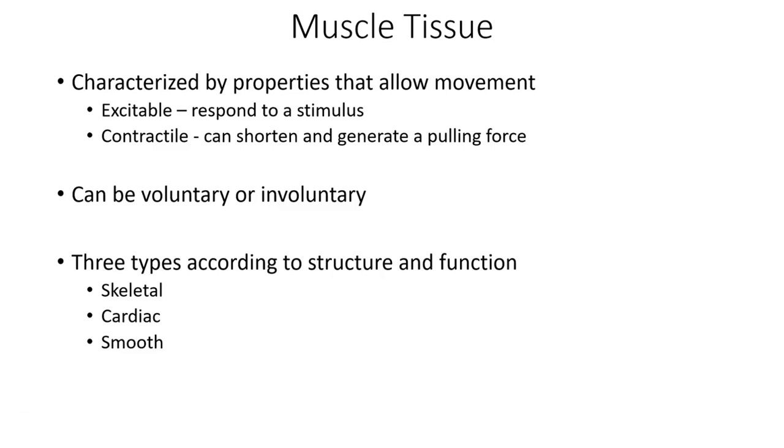Muscle tissue can be either voluntary, so it is under conscious control, or involuntary, which means it is not under conscious control, so that involuntary movement is done automatically without us needing to consciously think about it in any way, shape, or form. And we have 3 types of muscle tissue in our body: skeletal, cardiac, and smooth muscle tissue.